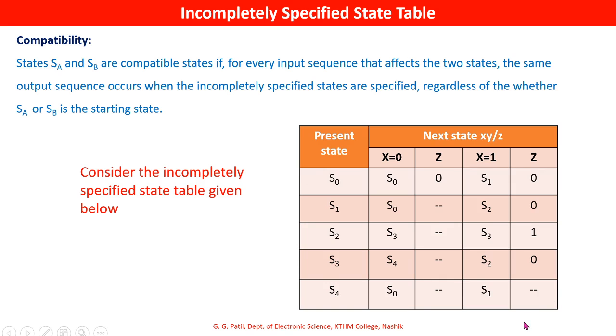In such a situation, as described earlier, to solve such an incompletely specified state table or find the compatible states, we have to use the implication chart method, where we fill the implication chart as per our usual method, and the unspecified outputs will be kept unspecified as long as possible. So let us see how it is to be done.